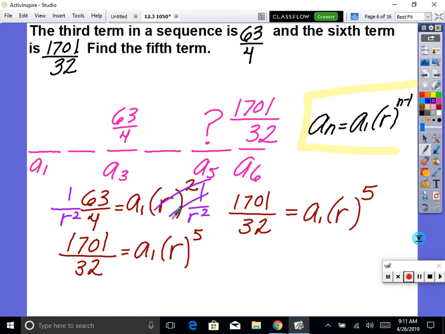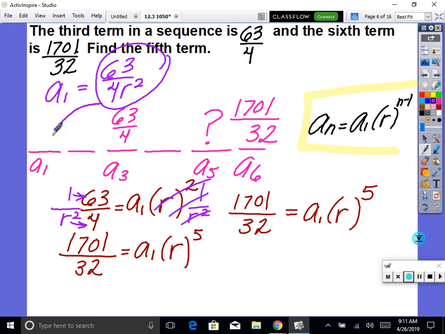So now look right here, we have our truth statement. A sub 1 is equal to, when we multiply straight across, we get this. 63 over 4, don't we? And then r squared on bottom, because we multiply straight across. You see why I have 4r squared? So now we'll take that and substitute it into the other problem wherever there's an a sub 1.